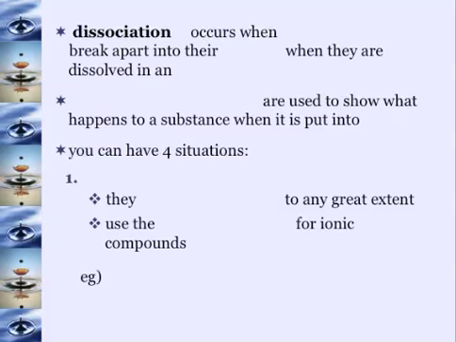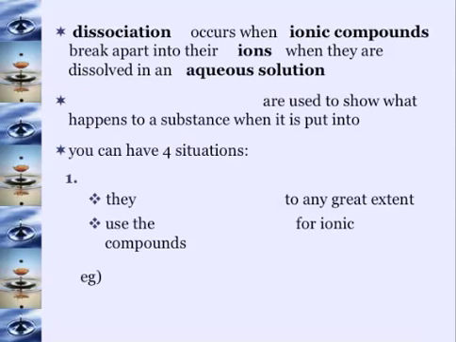So dissociation occurs when ionic compounds break into their ions when they are dissolved in an aqueous solution. Dissociation equations are used to show what happens to a substance when it is put into water. So you have 4 situations.